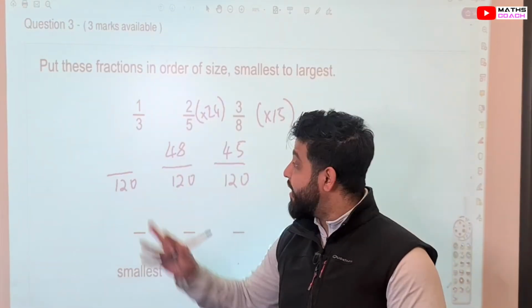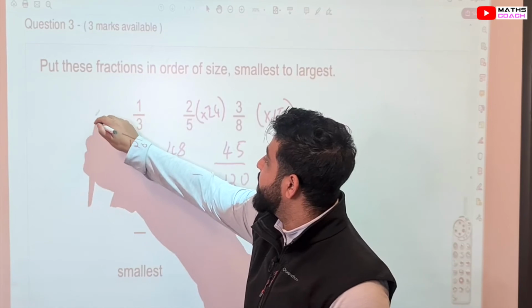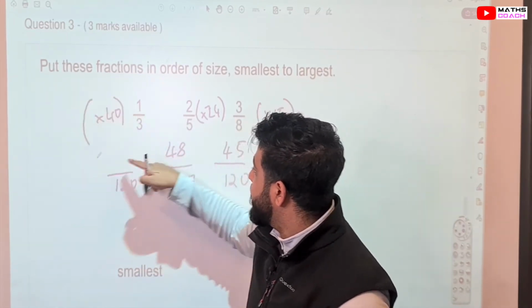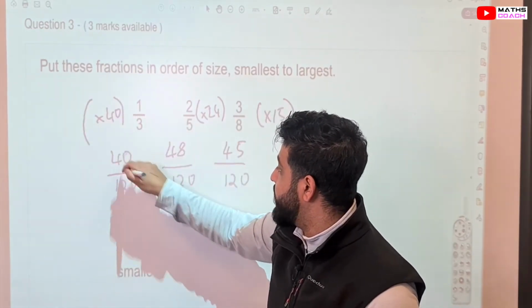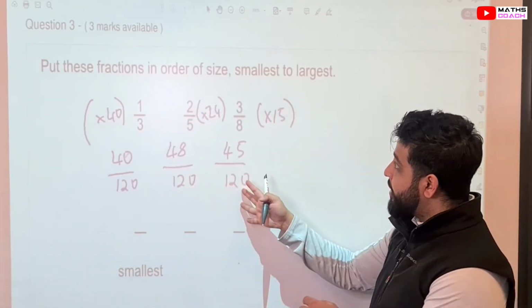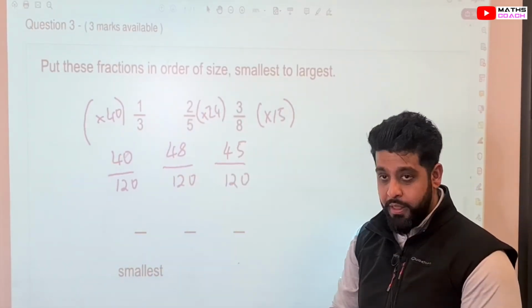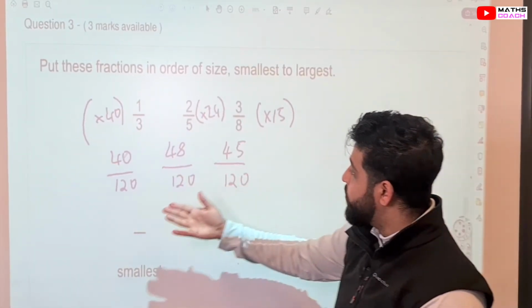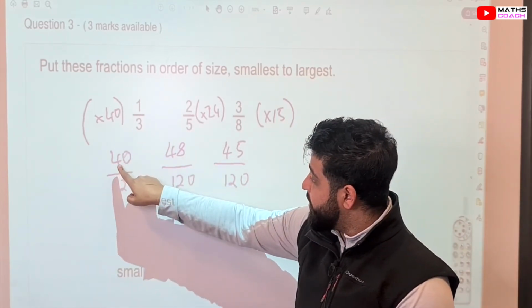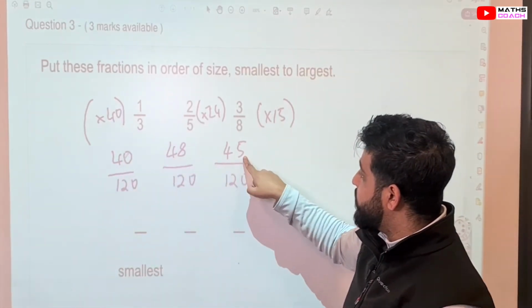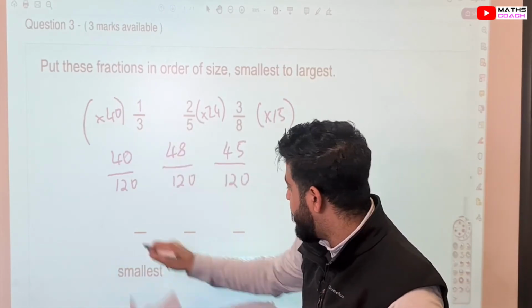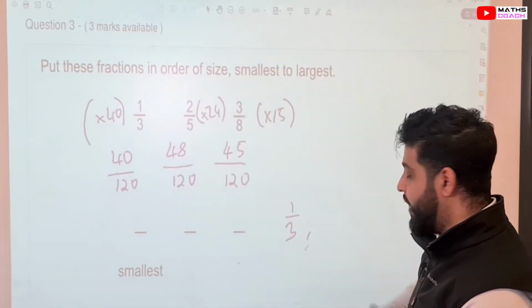On to the last one. How does 3 become 120? We multiply by 40. So therefore 1 times by 40 is 40. Now we have all the fractions in equivalent form. All right, we just need to go and see which one's the smallest. So by looking at the numerator, so 40 here is smaller than these two. So therefore 1 over 3 is our first fraction in our list.